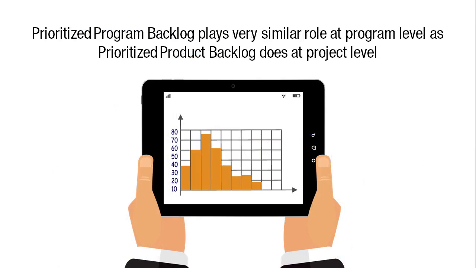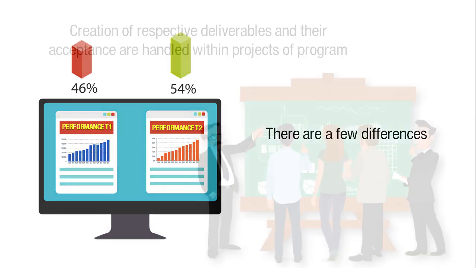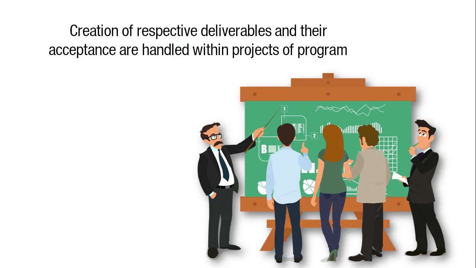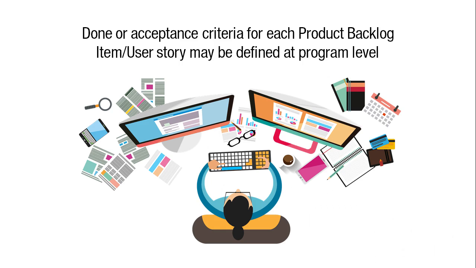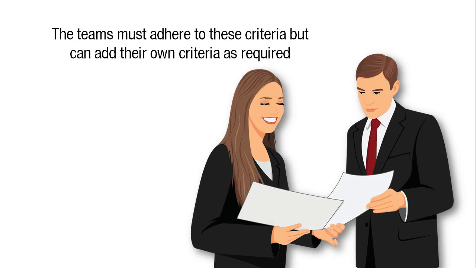The prioritized program backlog plays a very similar role at the program level as the prioritized product backlog does at the project level. It captures the requirements for the program and their priorities. There are a few differences, however. The creation of the respective deliverables and their acceptance are handled within the projects of the program. Done or accepted criteria for each product backlog item, or user story, may be defined at the program level. The teams must adhere to these criteria, but new criteria can be added as required.